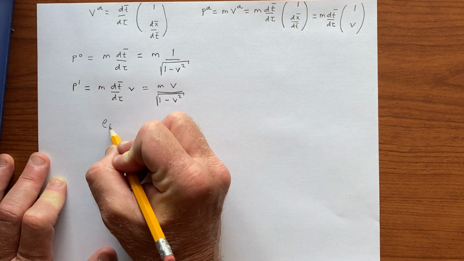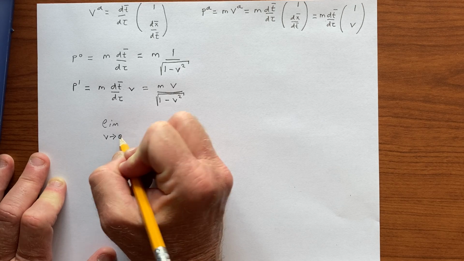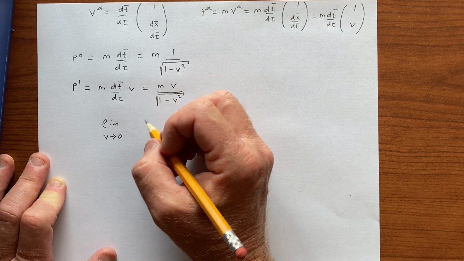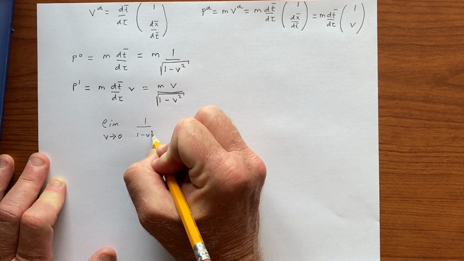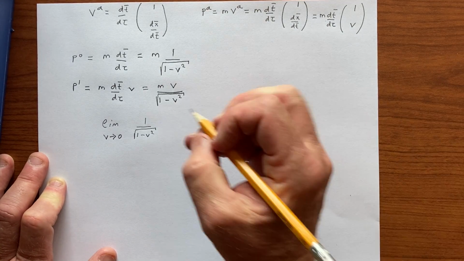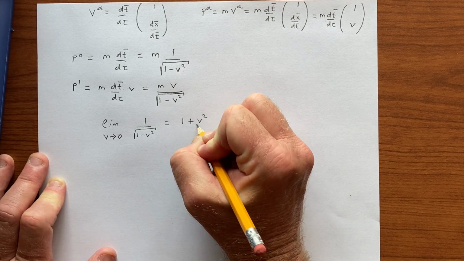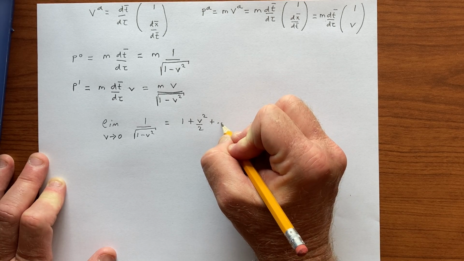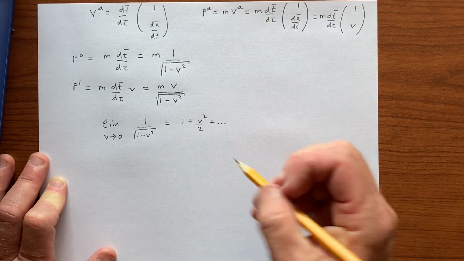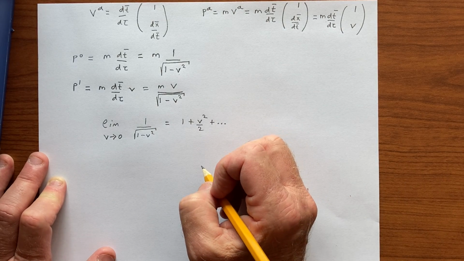So we're thinking of a Taylor expansion. The limit as v goes to 0 of 1 over the square root of 1 minus v squared, and that is 1 plus v squared over 2 plus higher order terms. There's an even smaller term with a v to the 4th. So we'll just ignore all the other terms, but this is enough to get a sense of what this looks like.